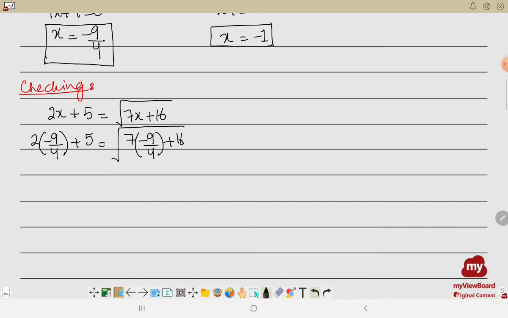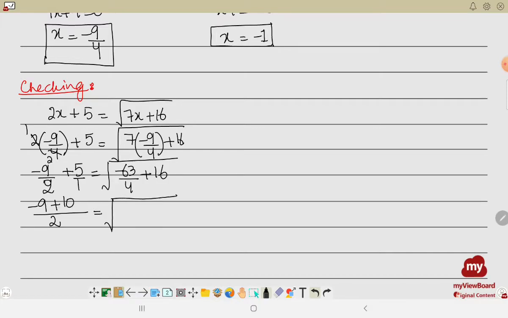Now we'll solve both sides separately. 2 will get cancelled by 4. So we'll have minus 9 by 2 plus 5 equals the square root of minus 63 by 4 plus 16. Here we'll take the LCM. We have two fractions and we'll make them one. LCM is 2. On the right hand side again we'll take the LCM. LCM is 4, and 16 times 4 is 64.